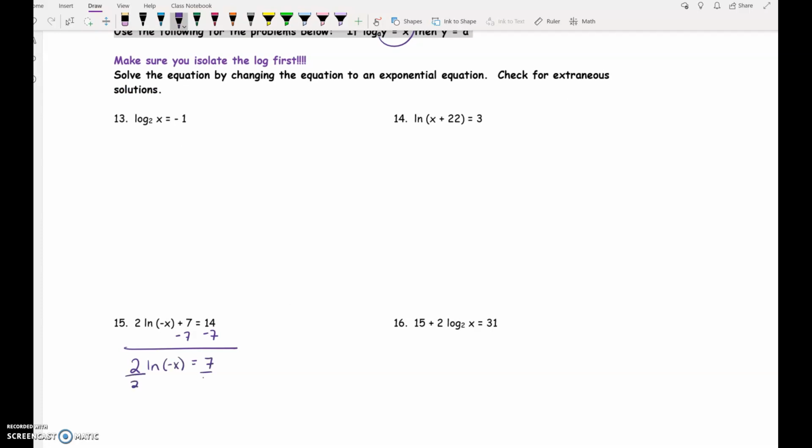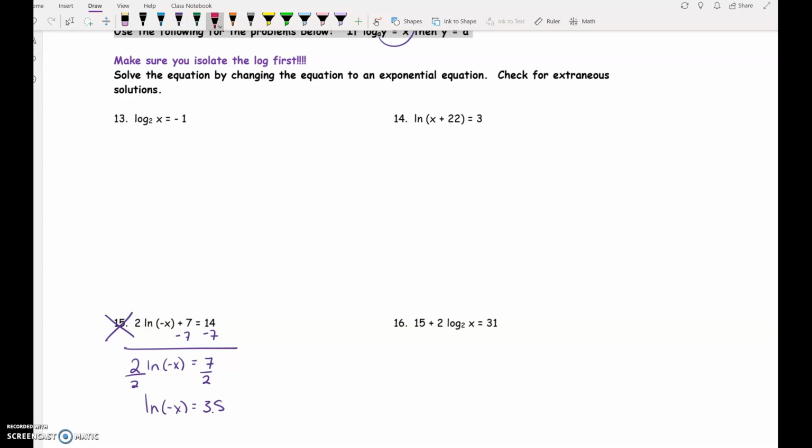And then you would divide both sides by 2. And then you would continue with the next steps. We're actually going to skip number 15. That's why I did a little bit of number 15. I wanted you to see how you get that log by itself. So in number 13, the log is already by itself.